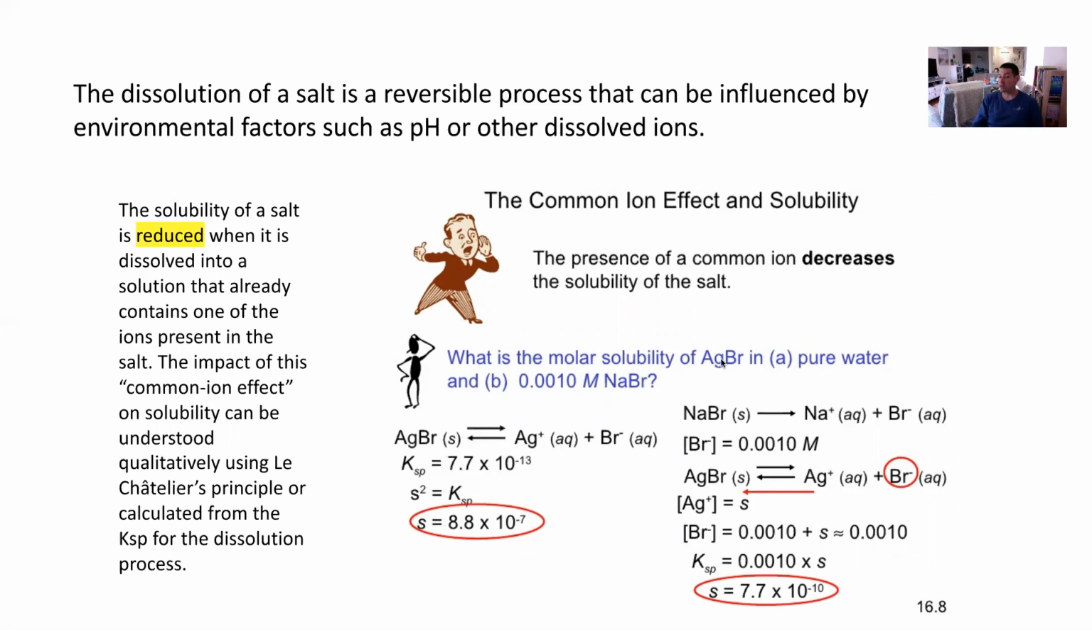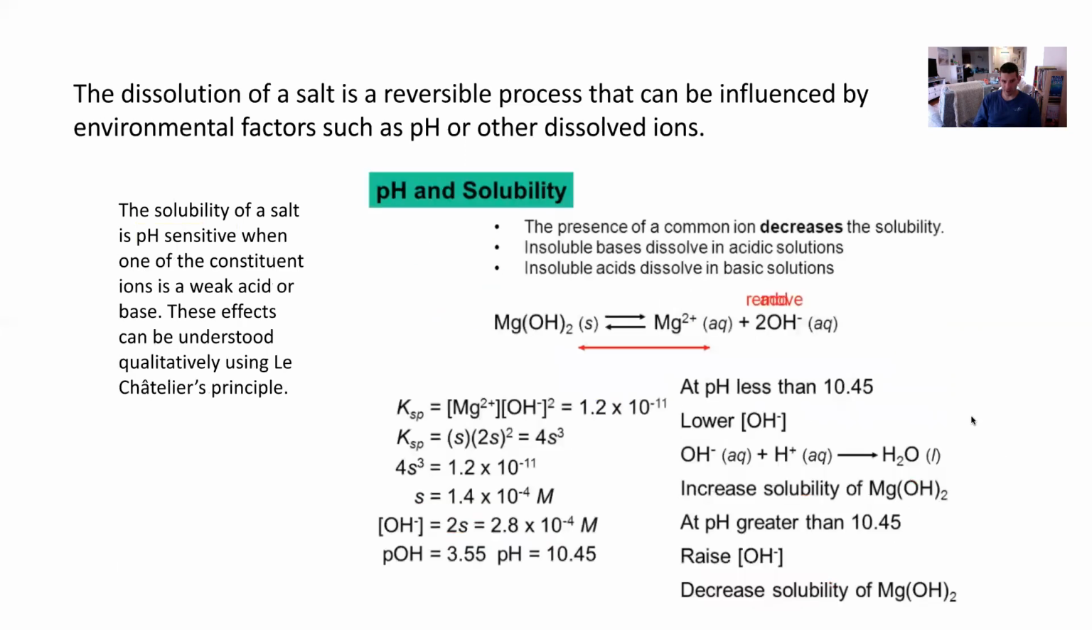So what is the molar solubility of AgBr in 0.001 molar NaBr? The initial concentration of Br is not 0, it's 0.001. And whatever we add to it, it's negligible. So it just changes the complete calculation. You could see here, pure water, we're getting 8.8 times 10 to the negative 7th. In that solution of NaBr, we're getting 7.7 times 10 to the negative 10th. It always reduces the solubility. The common ion effect.